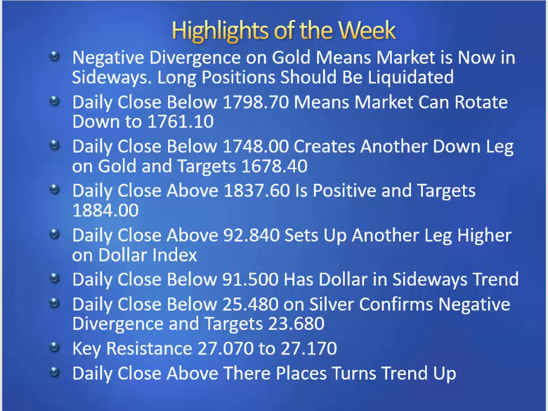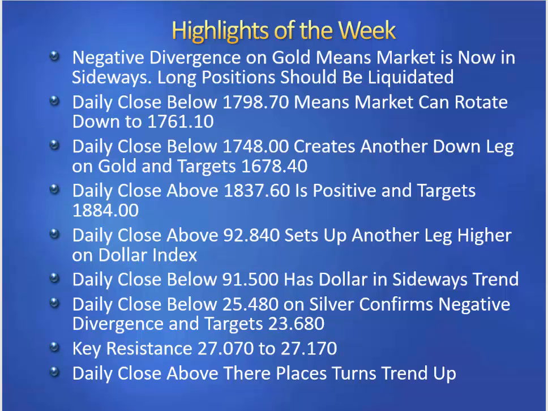So in conclusion, negative divergence on gold means market is now in sideways and long positions should be liquidated. A daily close below 1798.7 means the market can rotate down to 1761.1. A daily close below 1748 creates another down leg and targets 1678.4. A daily close above 1837.6 is positive and targets 1884.